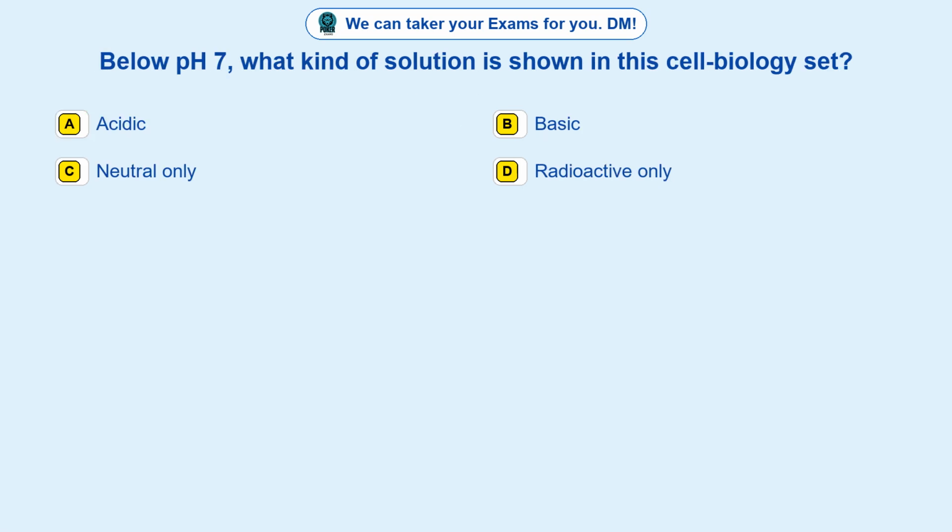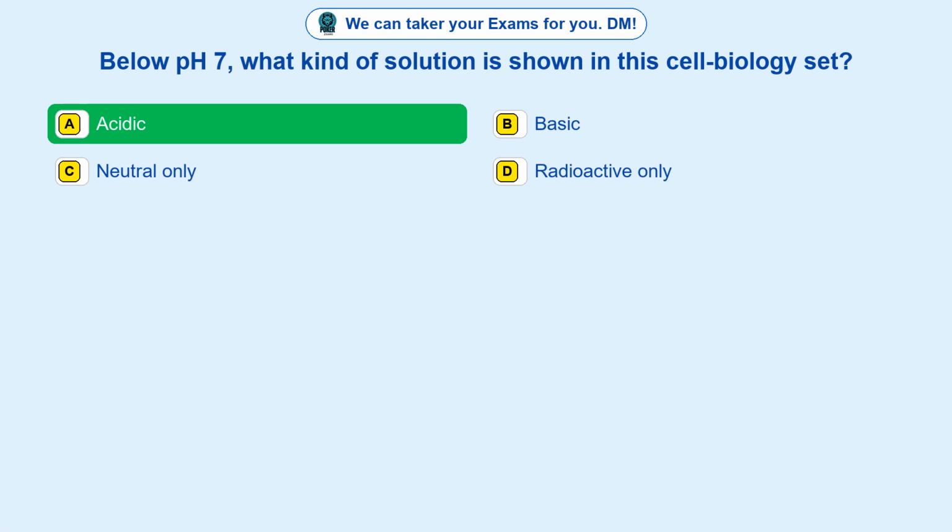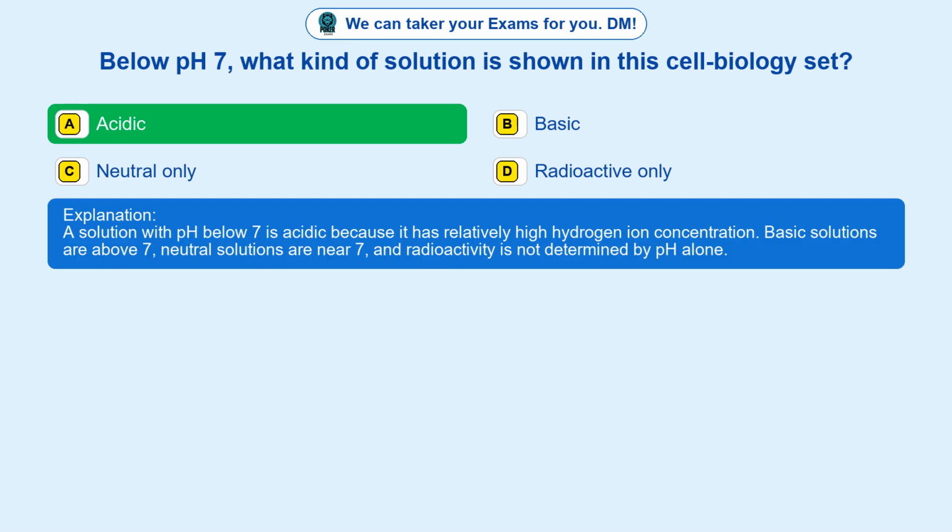Question 35. Below pH 7, what kind of solution is shown in this cell biology set? Option A, acidic. Option B, basic. Option C, neutral only. Option D, radioactive only. The correct answer is option A. Acidic. A solution with pH below 7 is acidic because it has relatively high hydrogen ion concentration. Basic solutions are above 7, neutral solutions are near 7, and radioactivity is not determined by pH alone.